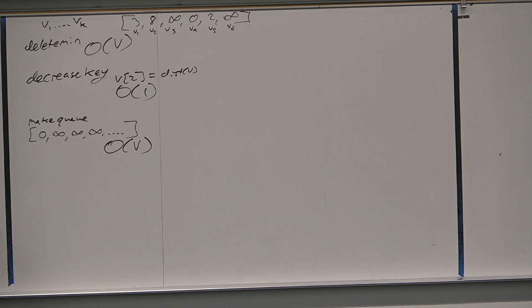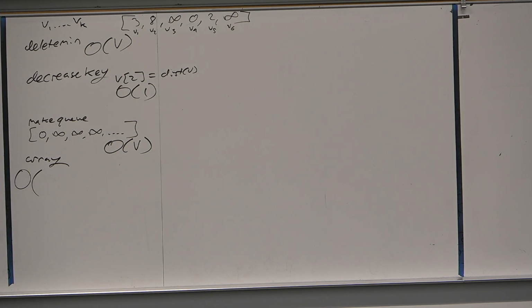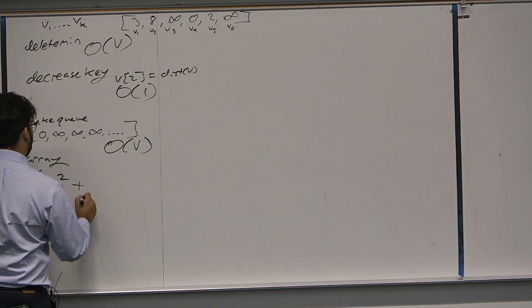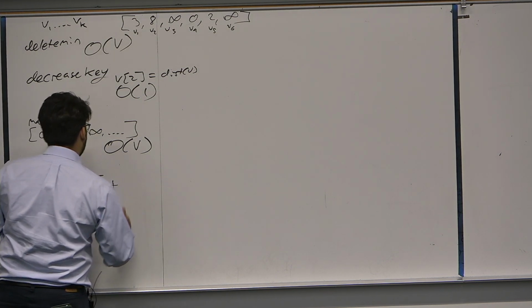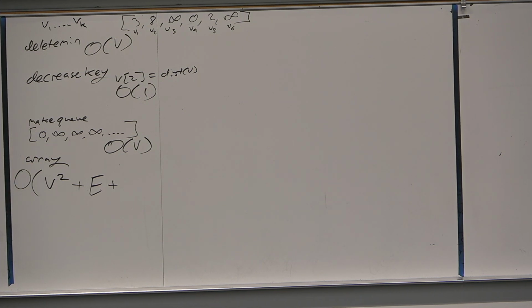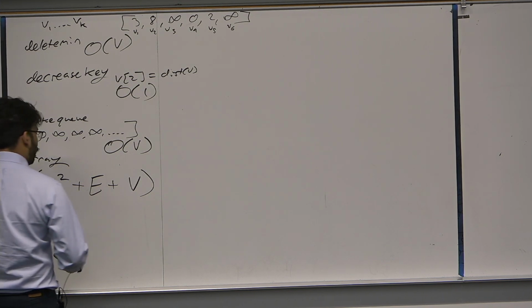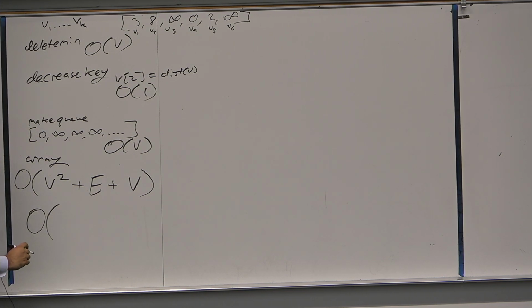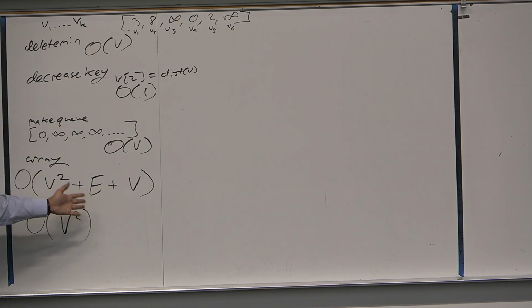So our runtime for the array is going to be O of, we have V delete mins, and each delete min takes V time. So we have V squared here. We have E decrease keys. Each decrease key takes constant time. So we have plus E, plus a single make Q operation, and that takes at most V time. So here we see that if you use an array, the runtime of Dijkstra's algorithm is what? E is at most V squared, and in the dense case, this is just V squared plus V squared plus V, which is O of V squared, right? So this is V squared.